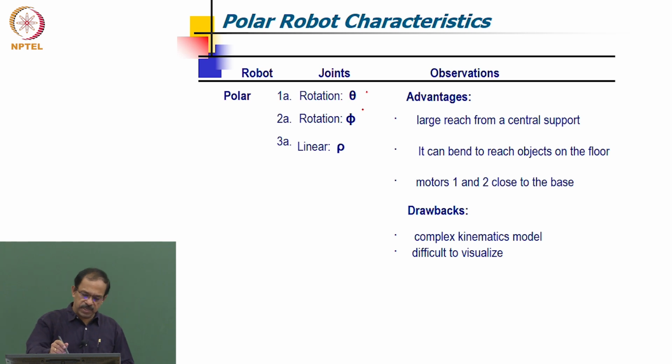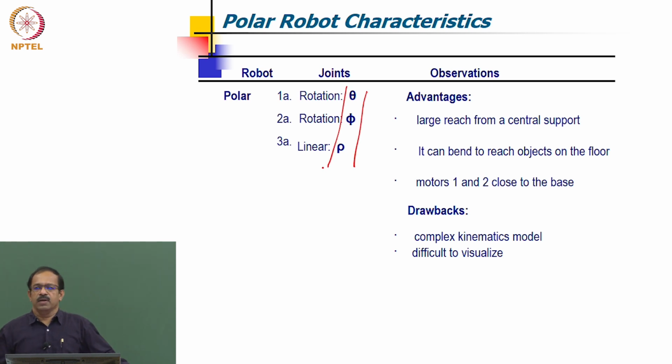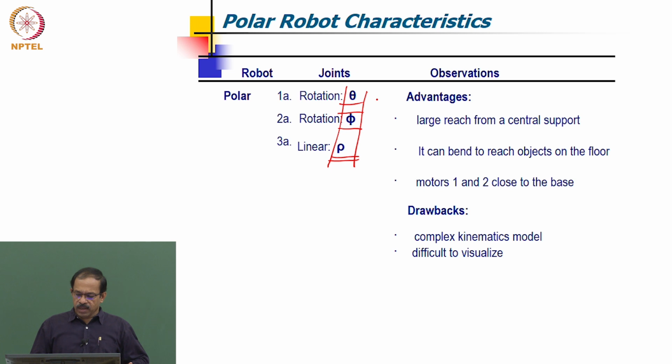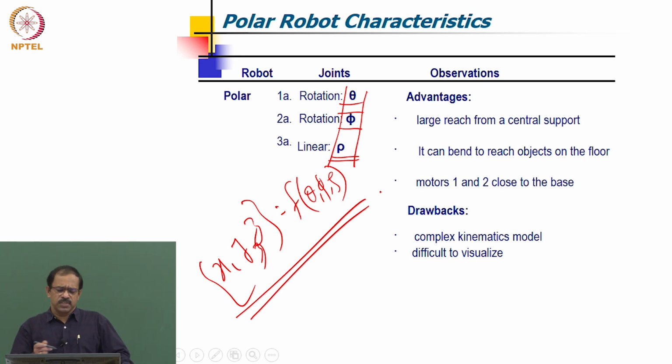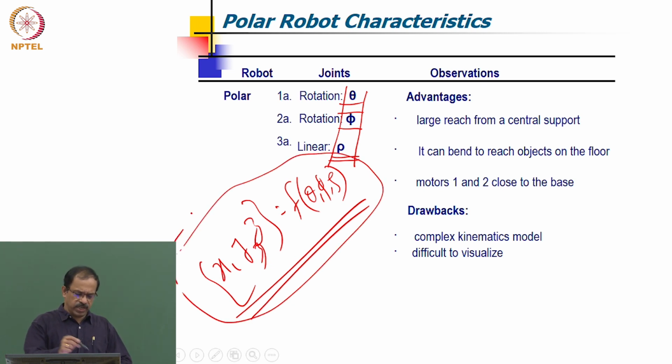So these are the three parameters that actually define the motion of the robot. You have a linear motion, and you have two rotations, theta and phi. So the x, y, z position that the wrist can reach is a function of these three parameters, theta, phi and rho. This is the relationship that you can get between the Cartesian coordinates and the joint parameters.